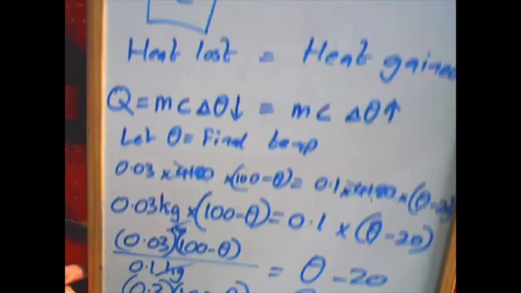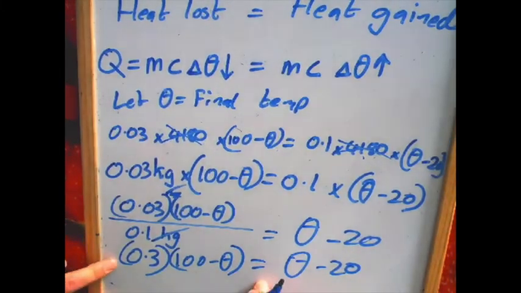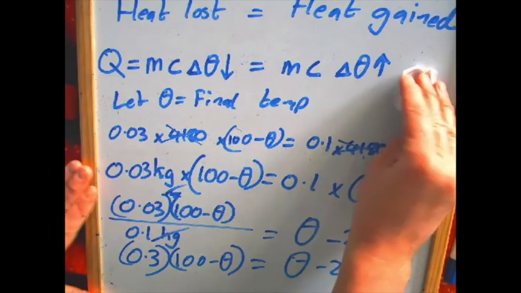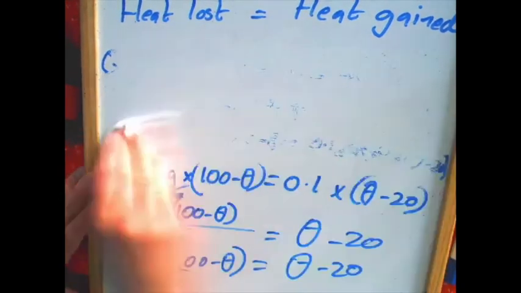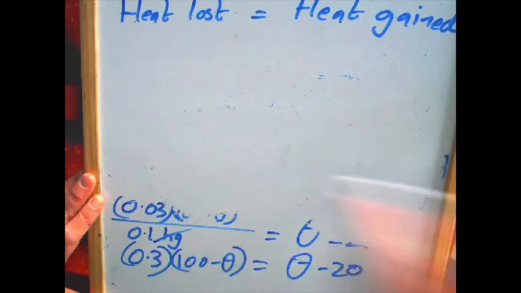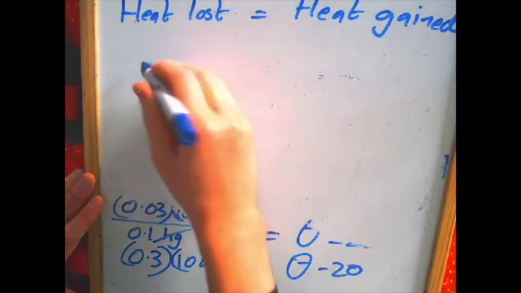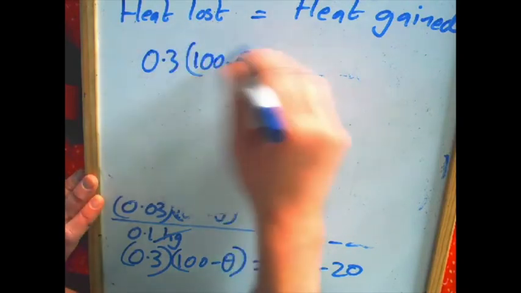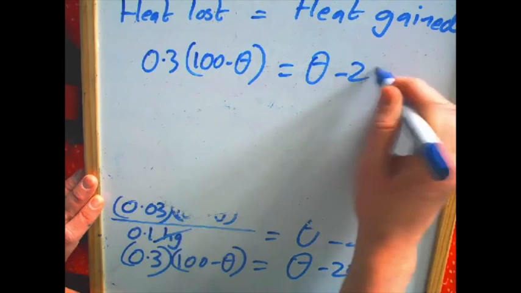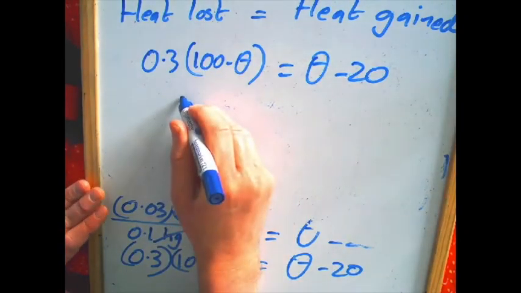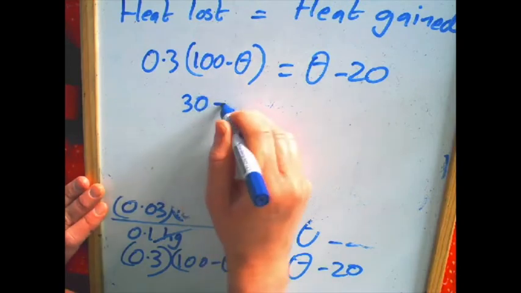So that's like saying if you divide 0.03 by 0.1, you get 0.3. Check it with your calculator to make sure I'm not making it up. So 0.3 times (100 minus theta) is equal to theta minus 20. So we're almost there. I'm just going to bring this line up here, get rid of some of this mess. Remember, you can always pause the video if you want to check my sequence of errors here.